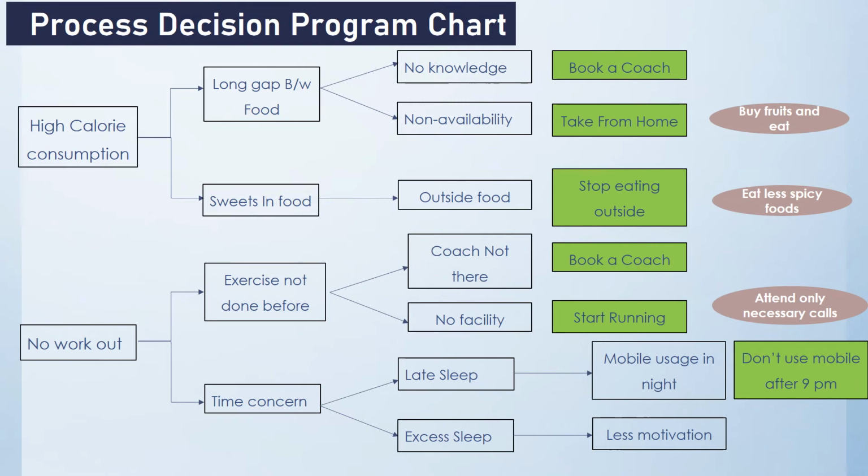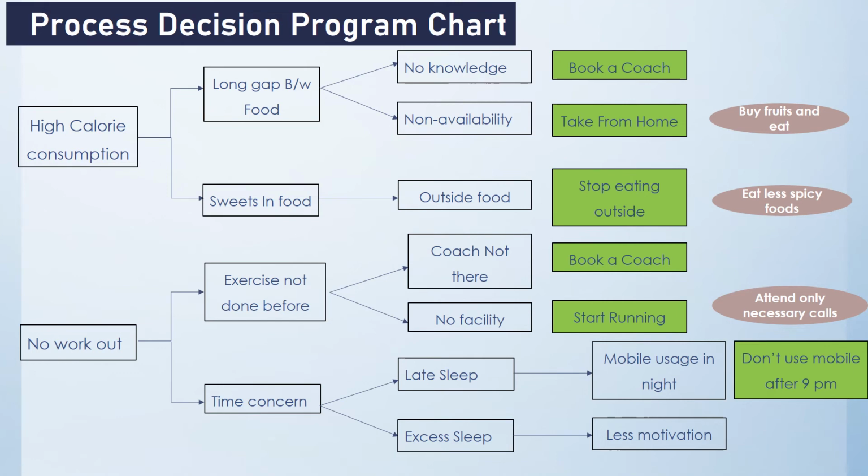In the same way we'll go through one more line here. Exercise was not done before, because the coach was not there, so we need to book a coach. No facility was there, so for that the action plan is that he has to start only with running. For running, he does not require any major tools or equipment. Only simple running shoes are sufficient. If it is missed, then the next consecutive actions would be there.